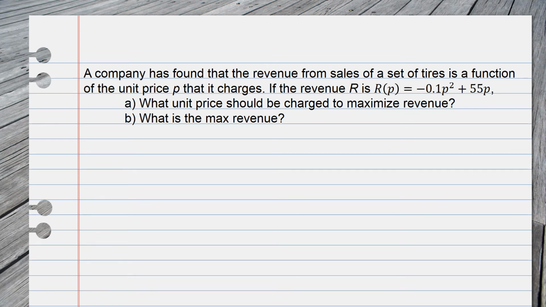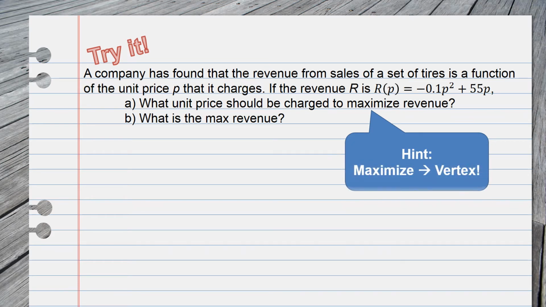A company has found that the revenue from sales of a set of tires is a function of the unit price P that it charges. If the revenue, R, is represented by R of P equals negative 0.1 P squared plus 55P, then A, what unit price should be charged to maximize revenue? B, what is the max revenue? Well, this is your try it problem. But I will give you a hint. Notice the word maximize. Anytime you see maximize, it's telling you you need to find the vertex.